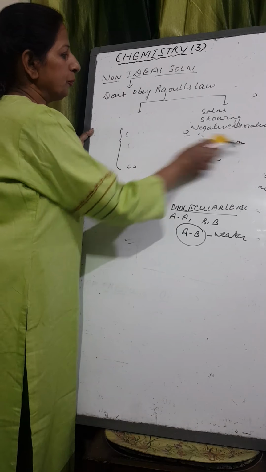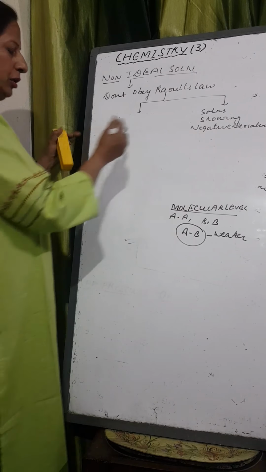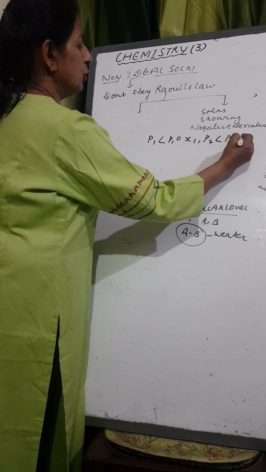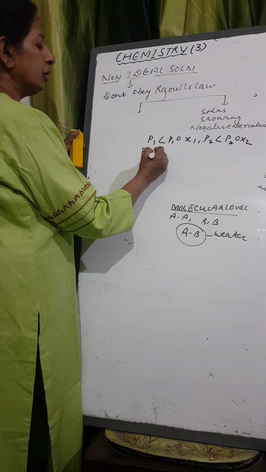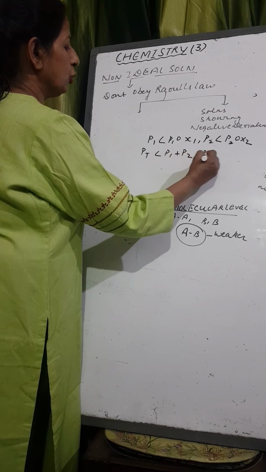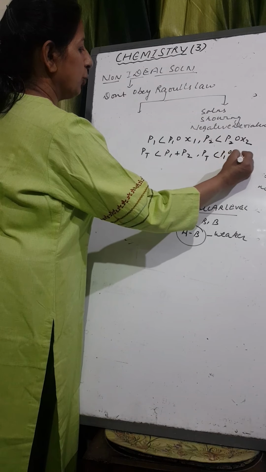Now come to solutions showing negative deviation. In this solution, P1 is lesser than P1 naught Chi1. Likewise, P2 is lesser than P2 naught Chi2. P total is lesser than P1 plus P2, or you can say P total is lesser than P1 naught Chi1 plus P2 naught Chi2.